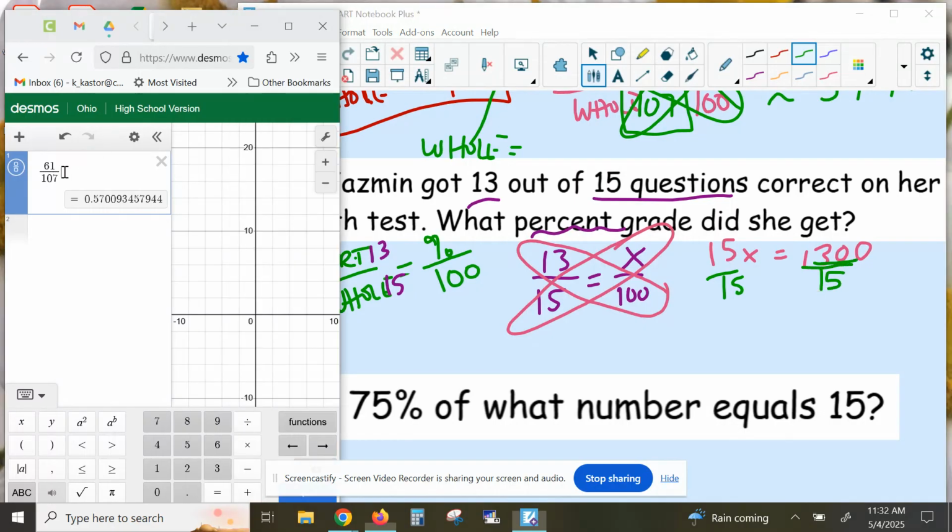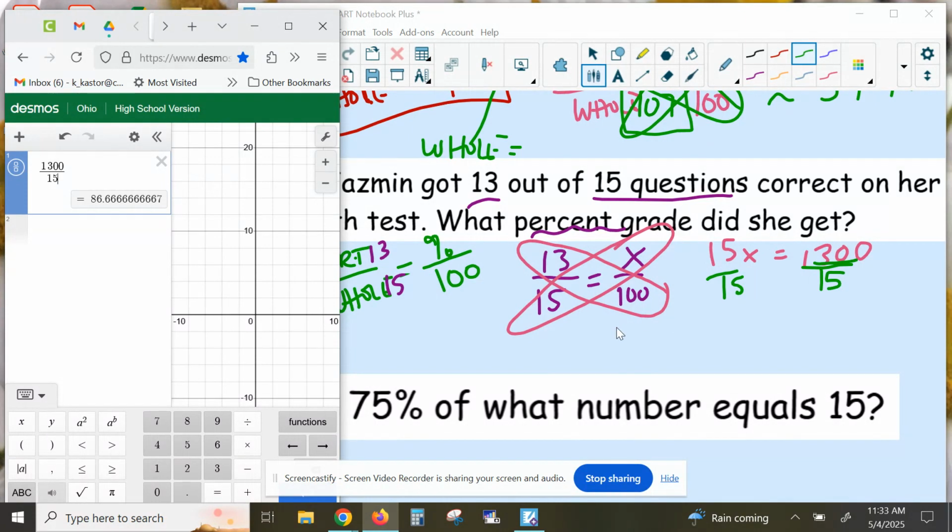So we have 1300. Remember, you could use the divided by as the fraction bar, or I could actually use this divided by button and it'll show up a fraction bar. 15. So I got 86.6. So for this case, I'm obviously looking for the percent, so I don't have to move the decimal over. It already did it for me. That's what happened when I multiplied by 100.